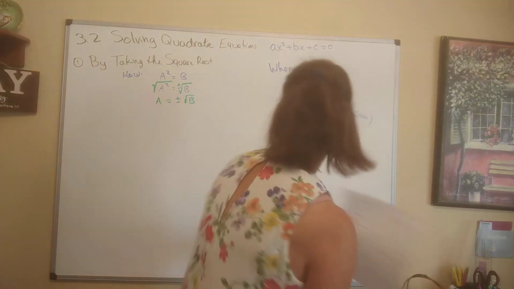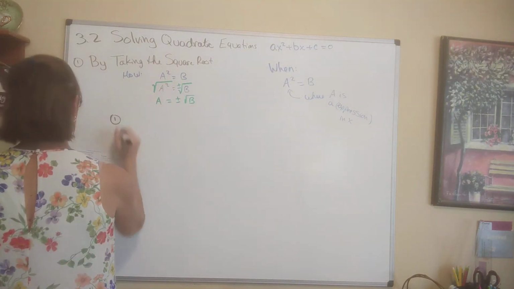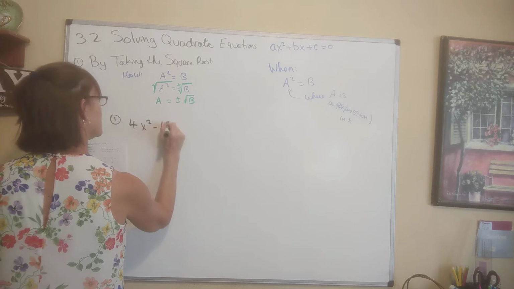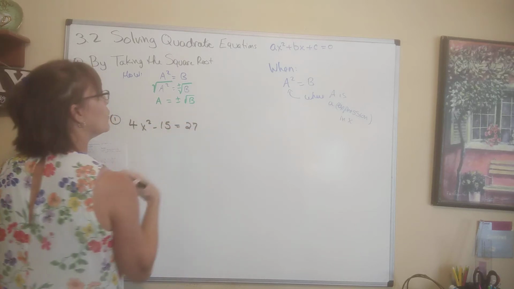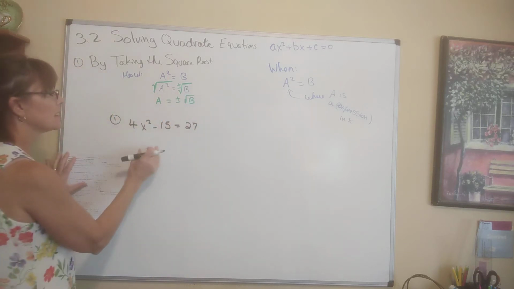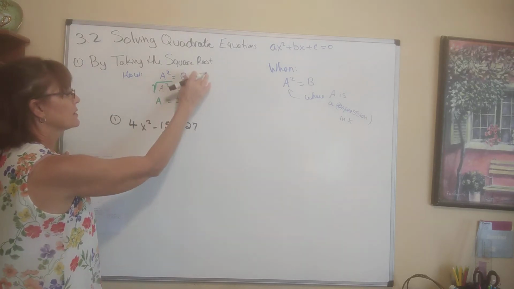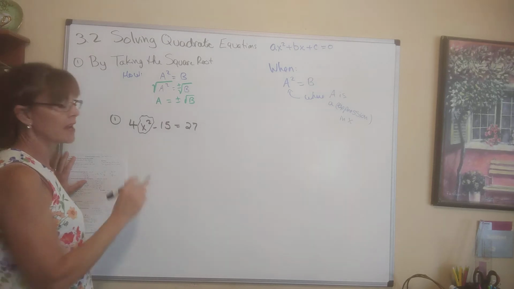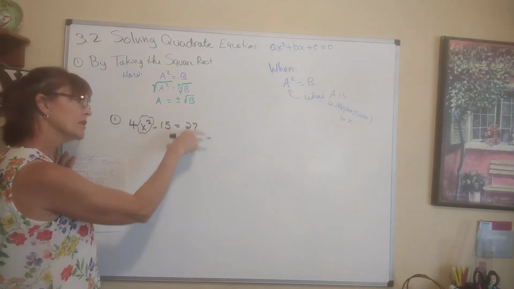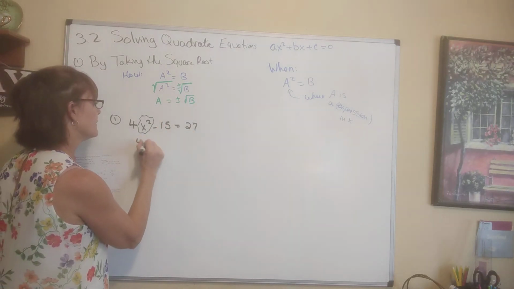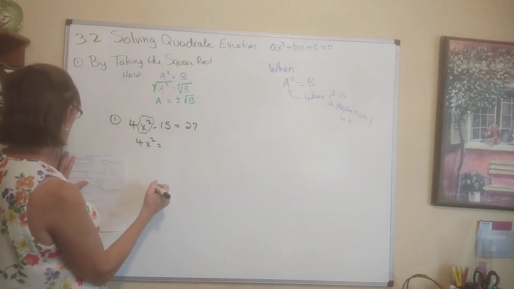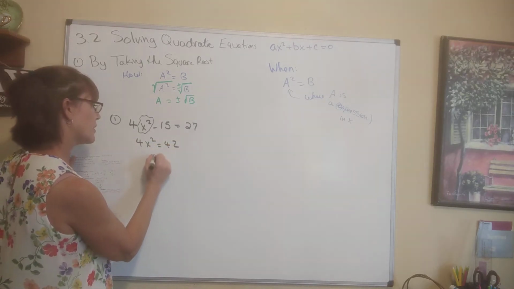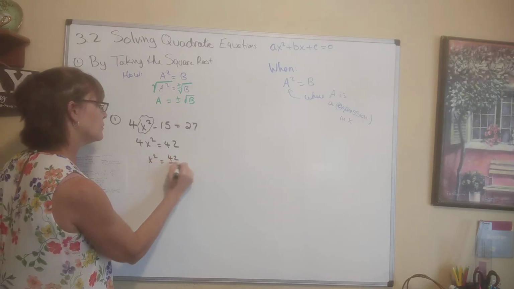When we do this, what they gave us is 4x squared minus 15 is 27. What we're supposed to do is get the something squared equal to something. In other words, isolate the something squared, which in this case is just x squared. Get this by itself. So let's add 15. And when you add 15, you get 42. And then we'll divide both sides by 4. So we get 42 over 4.